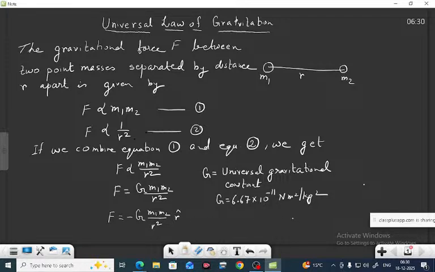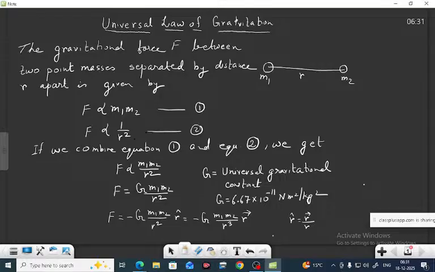You know that the r unit vector can be defined as r vector by the modulus of r. It can also be written in this way: capital minus G m1 m2 by r cube and r vector. What is the r? R is a unit vector from m1 to m2.